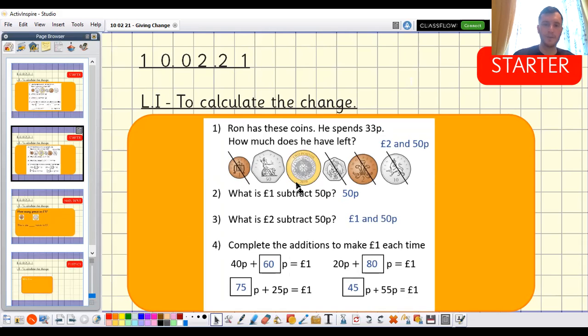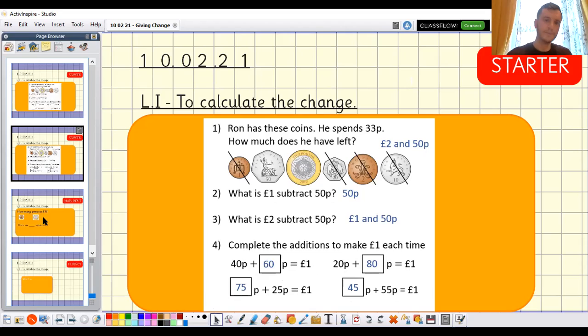If he spends 33 pence, I've crossed out the coins that add up to 33 pence. I can see there is £2.50. What is £1 subtract 50p? It is 50p. What is £2 subtract 50 pence? It is £1 and 50p. And these number bonds to 100 again. So 40 pence plus 60 pence equals £1. 20 pence plus 80 pence equals £1. 75 pence plus 25 pence equals £1, and 45 pence plus 55 pence equals £1.